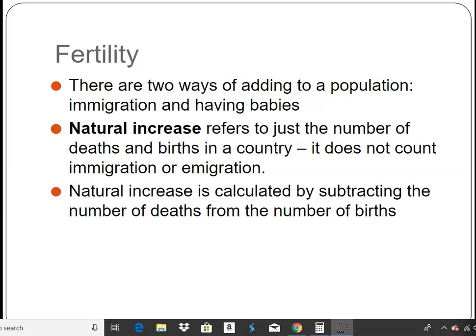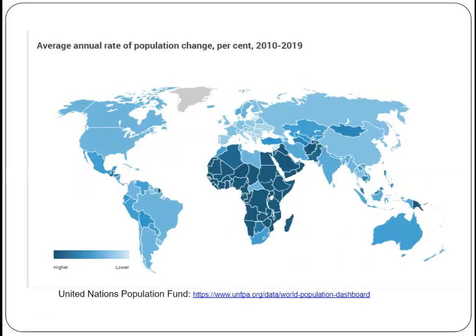Also from, well, I should say from all over the world, but a lot of folks coming from North Africa, very dependent on that labor source. Okay. So this is from 2010 to 2019. This is from the United Nations. This is the average annual rate of population change.